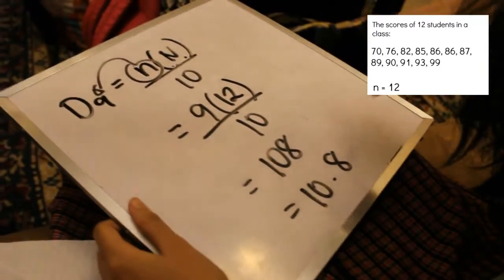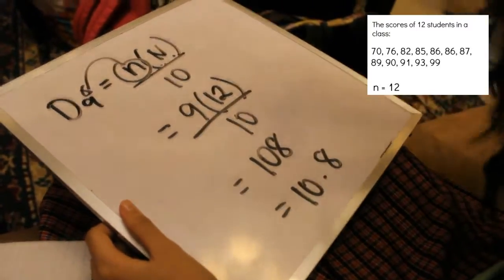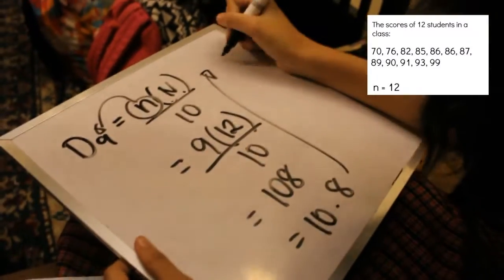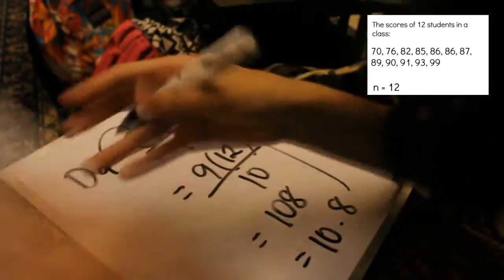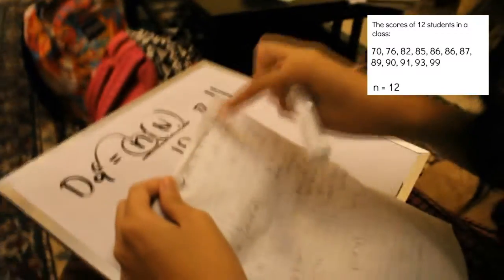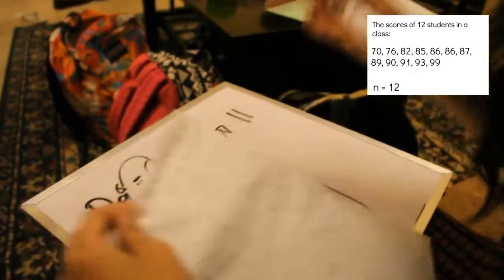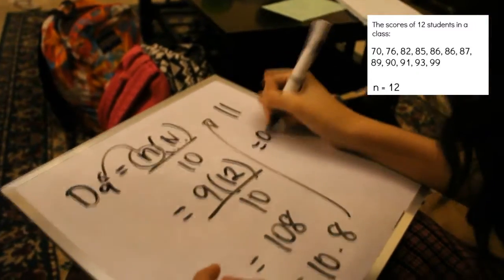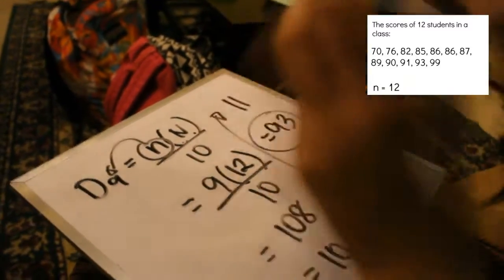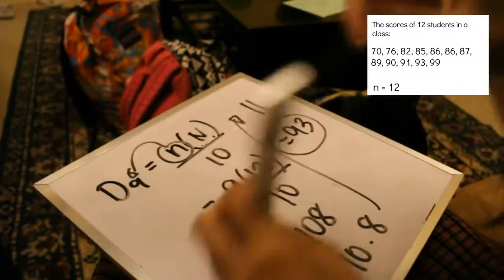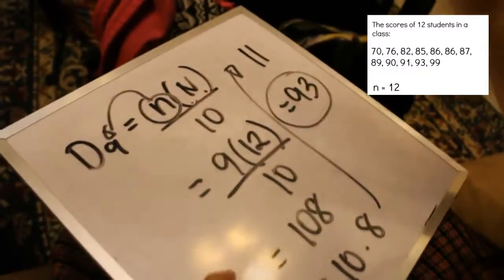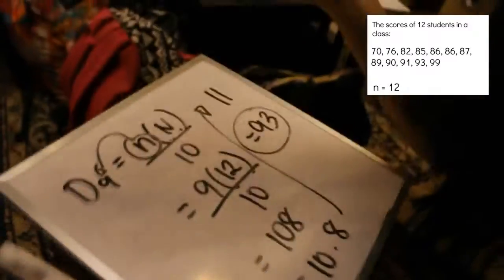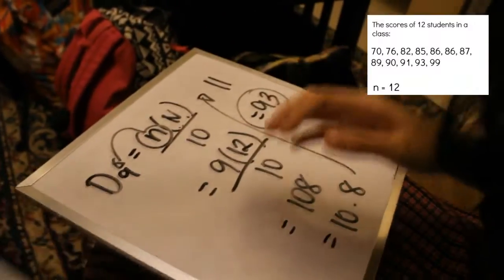So since it's 0.8, I'm going to round it up. It's going to be 11. Very good. So the 11th score here is 1, 2, 3, 4, 5, 6, 7, 8, 9, 10. Well, it's 93. Yes, it is. So the conclusion is that the 9th decile is the 11th score, which is 93. Do you get it? Yes. Okay. It's easy.